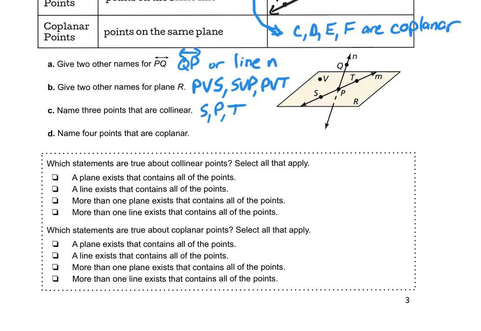Okay, part D, name 4 points that are coplanar. 4 points on the same plane. SPT and V. All 4 of those points fall on that yellow plane, yellow surface. Are there any other points that fall on that yellow surface? No. So there's no other points that we could add to that. Once again, order doesn't matter. What order you list them out in is fine.